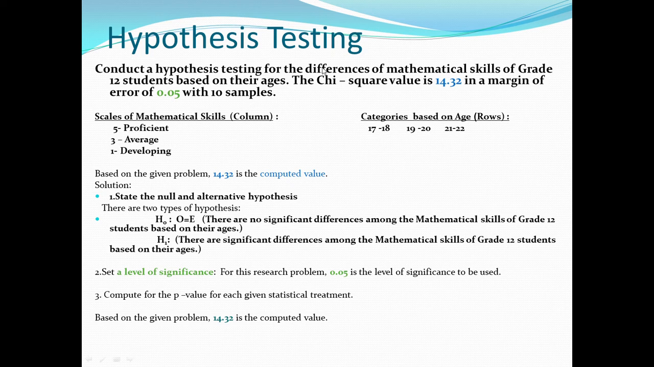Now let's go back to our problem. The chi-square value is 14.32. Okay? So ibig sabihin, ito yung ating p-value or yung computed value. Ayan, ito nga, di ba? Based on the given problem, 14.32 is the computed value. So ito yung ating computed value. Ayan. So again, babalikan ko, ito yung hypothesis natin, null and alternative. Ito yung level of significance natin or yung margin of error, 0.05. Okay, that is our margin of error or level of significance. And then for the computed value, we have 14.32.